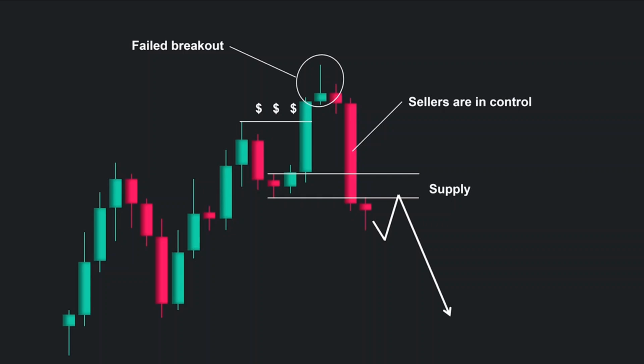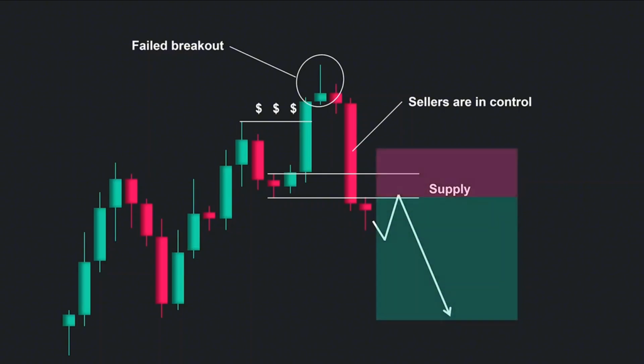Since this zone, which was previously a demand level, now acts as supply, by entering a short position at this point, we can take advantage of the bearish momentum, giving us a high-quality trade setup with a good risk-to-reward ratio. The same concept applies to the bearish scenario.